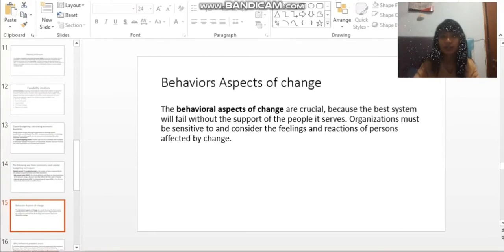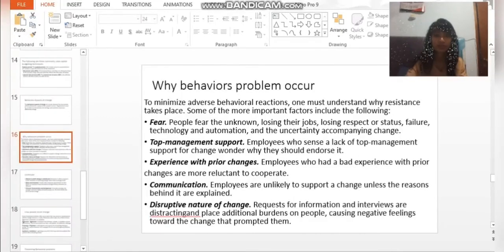Behavioral aspects of change. The behavioral aspects of change are crucial because the best system will fail without the support of the people it serves. Organizations must be sensitive to and consider the feelings and reactions of persons affected by change. Why do behavior problems occur? To minimize adverse behavioral reactions, one must understand why resistance takes place. Some of the more important factors include the following.